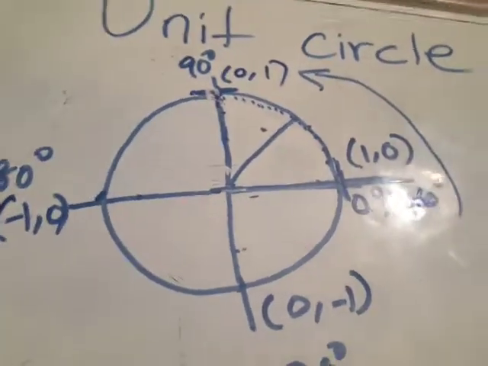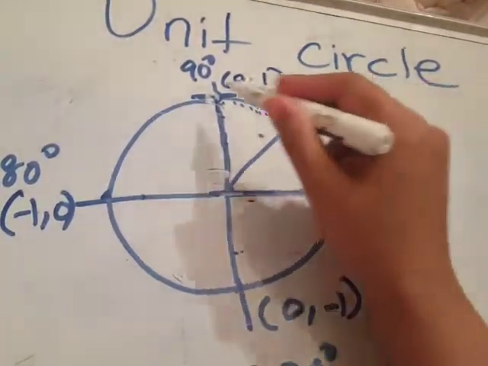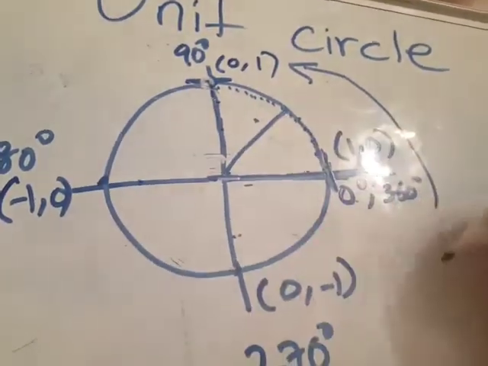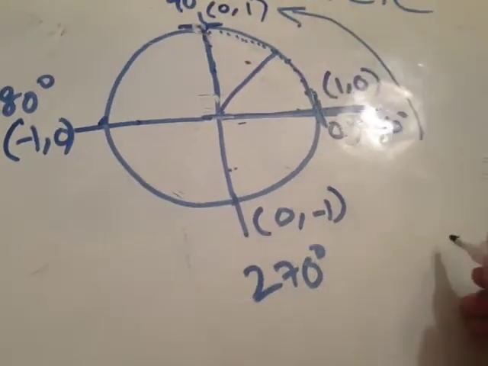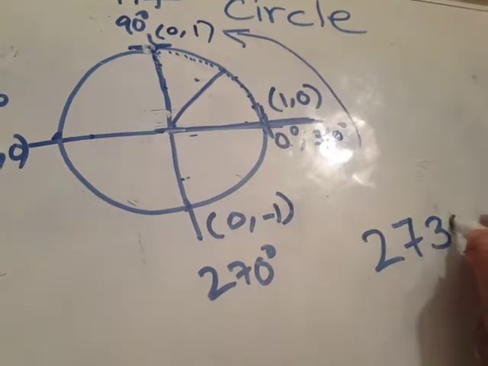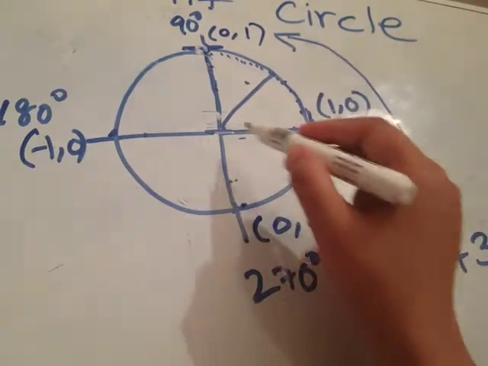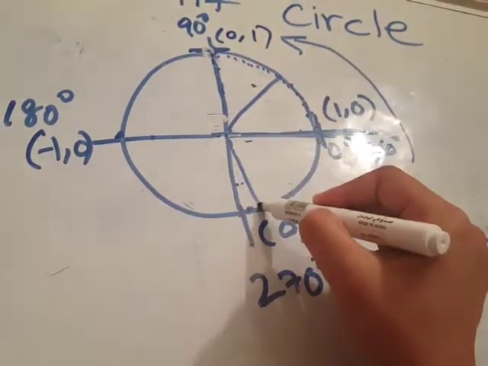Okay. So one important thing, all the angles are in the counterclockwise direction. So if they ask you to draw 273 degrees, you will be like, here is 270, so 273 will be here. So somewhere here is 273, right?